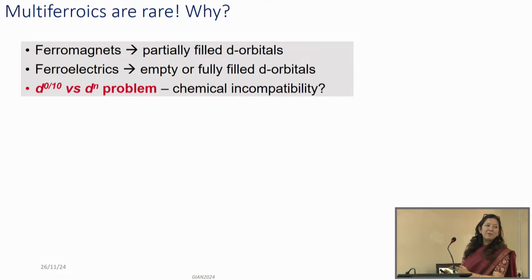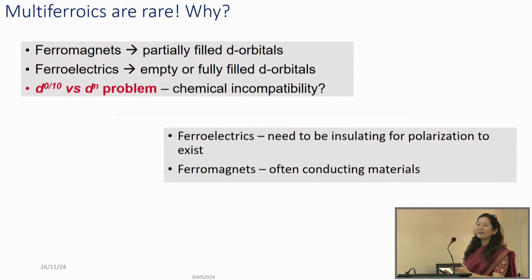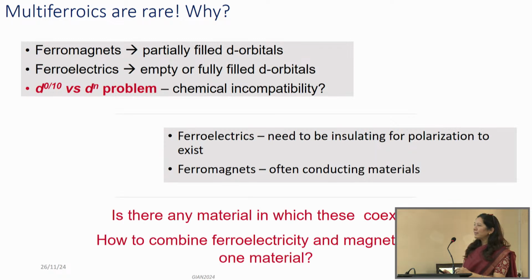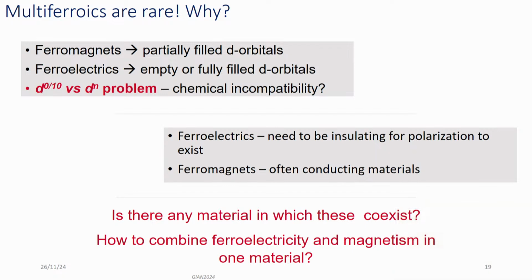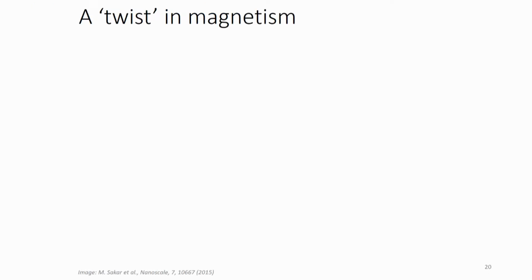This is a problem which is very well known in the multiferroic and magnetoelectric community: chemical incompatibility. Now, ferroelectrics need to be insulating for polarization to exist, and ferromagnets often are conducting materials. So it is not easy to achieve in a single material. So how to combine ferroelectricity and magnetism in one material is the task.